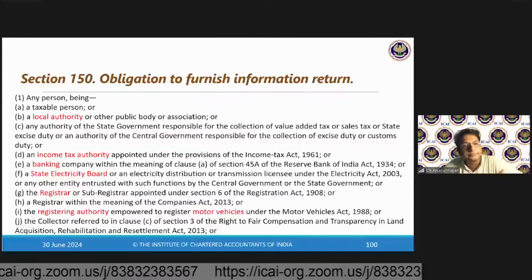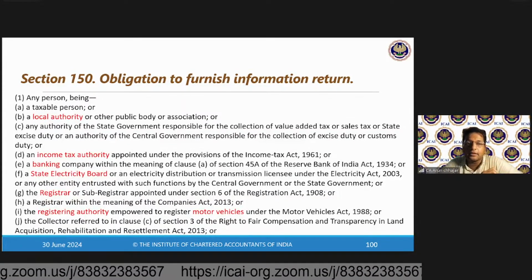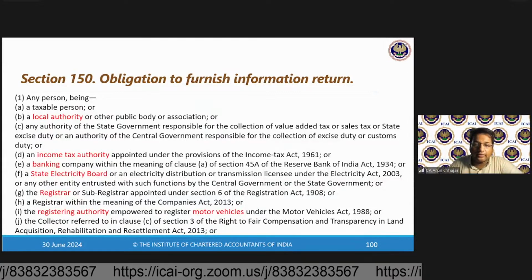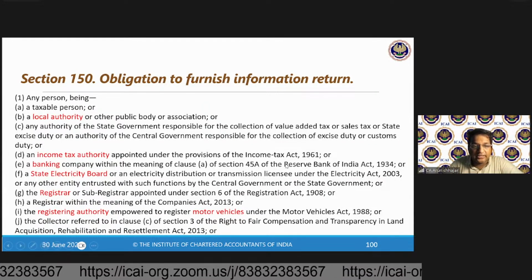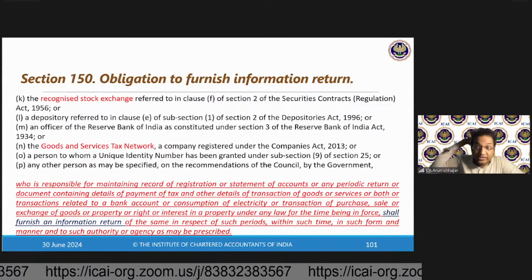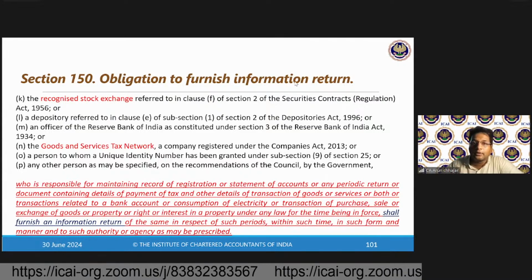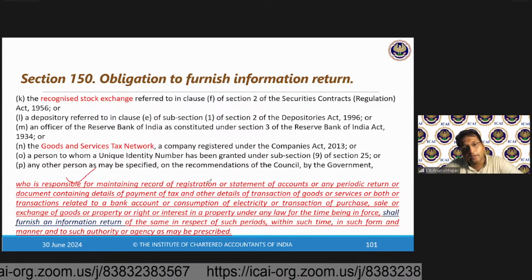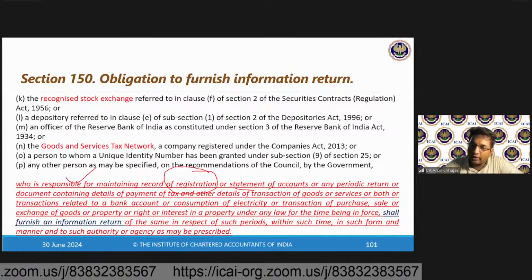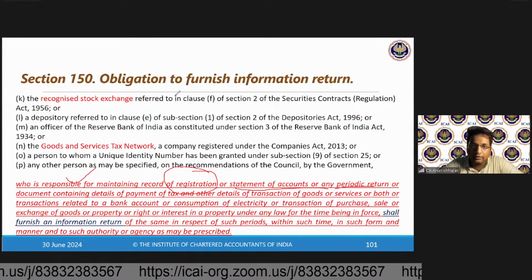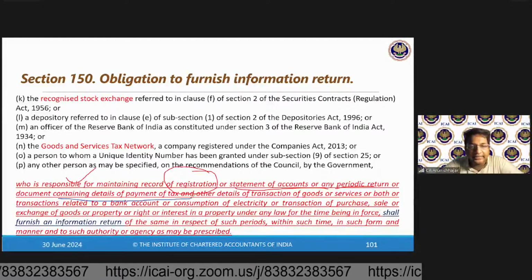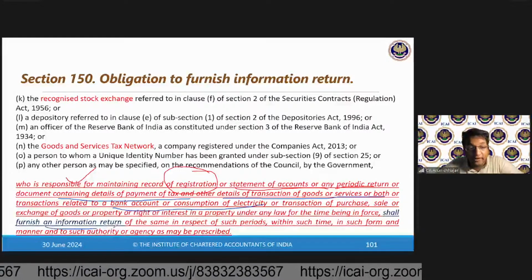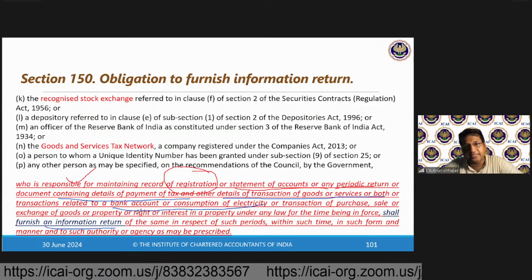Obligation to furnish the information return. Any taxable person, local authority, income tax authority, banking company, electricity board, registrar, motor vehicle registering authority, authority under the Right to Fair Compensation and Transparency in Land Acquisition Act, collector, stock exchange, ROC, GSTN, UIN, who is responsible for maintaining the record of registration or statement of account or any periodic return or document containing the details of payment of taxes or other details of the conformation of goods or services related to bank account, consumption of electricity, etc., shall furnish the information return in such period and at such time as may be prescribed.